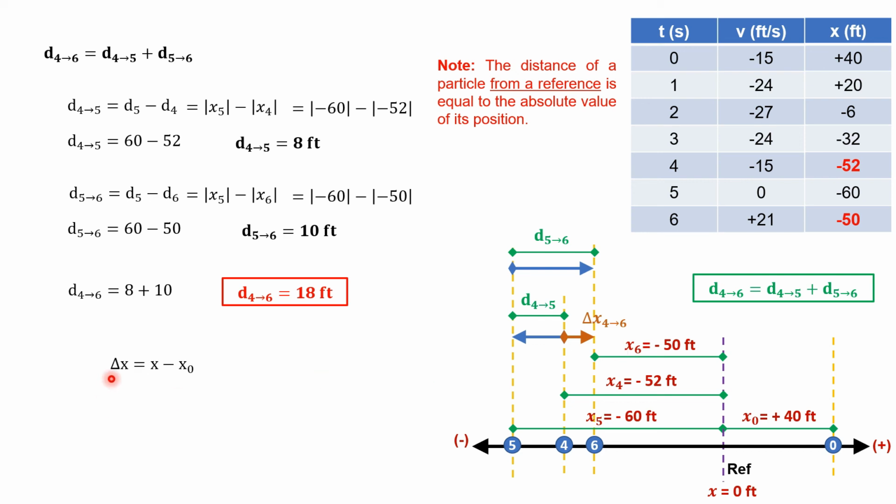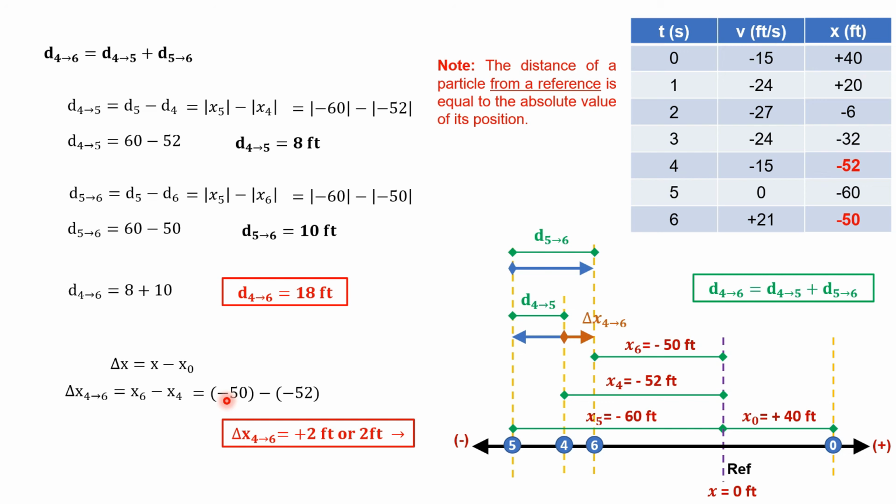Okay, so take note that displacement is equal to final position minus initial position. So based on the previous problem, the displacement from 4 to 6 seconds is equal to x sub 6 minus x sub 4. So if we substitute the values, the displacement from 4 to 6 seconds is equal to positive 2 feet or 2 feet directed to the right. So take note of the difference in their values and also in the way of solving them. Okay, so this is sample problem 1. For sample problem 2, please refer to the next part of this lecture.